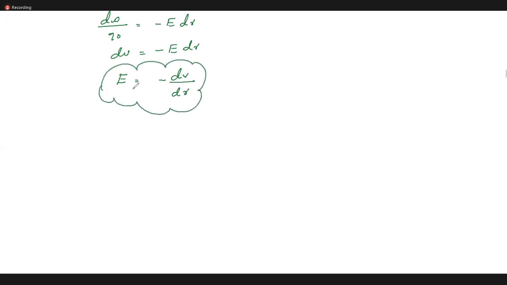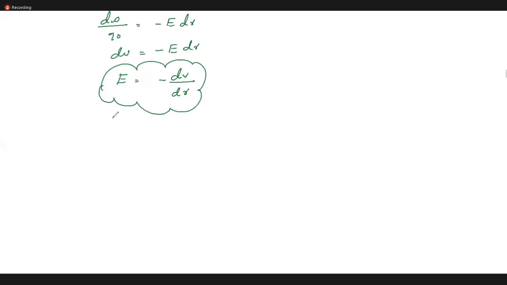What is the thing you got in the last equation? So dW by... one minute, can you go to the previous page? Yeah, I'll show you, dear. dW by q naught is equal to minus E into dr. We have dW by q naught as dV. Then dV is equal to minus E into dr. So let me write it as E is equal to minus dV by dr.